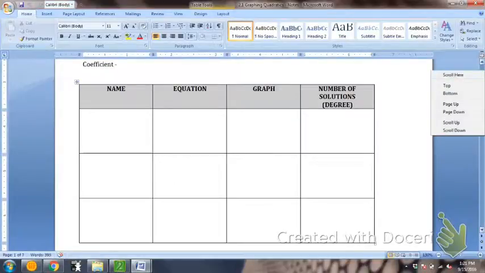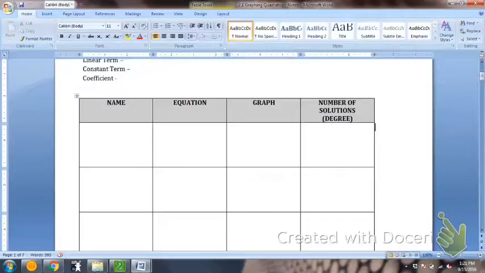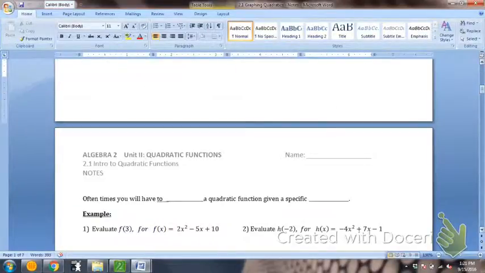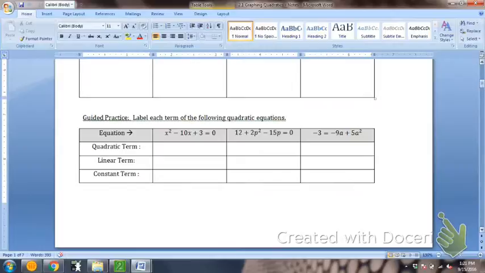each term of the following quadratic equations. Oh man, this scroll never works. Okay.